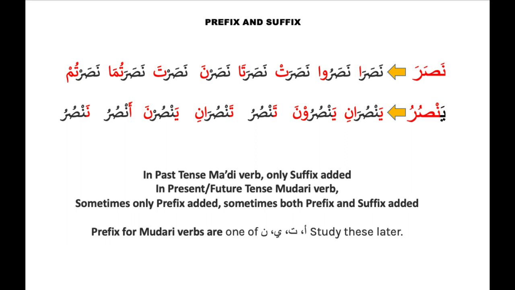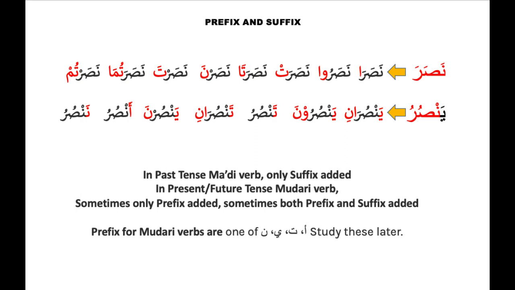Let's look at the second row. The first word is yansuru. Can you see from nasara, which is past tense, the present tense is yansuru. To make it present tense, there is a prefix added to nasara. So nasara has become now yansuru. So ia is the prefix. There is no suffix on this word yansuru.